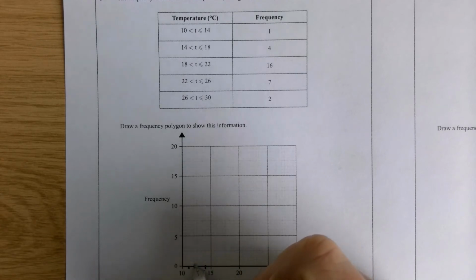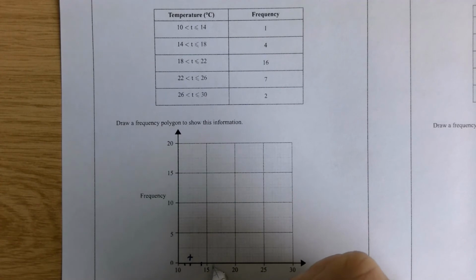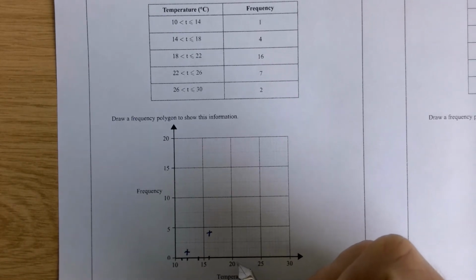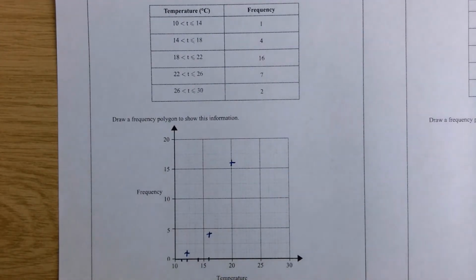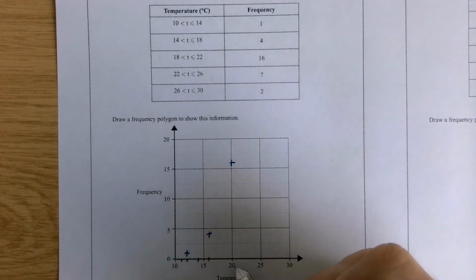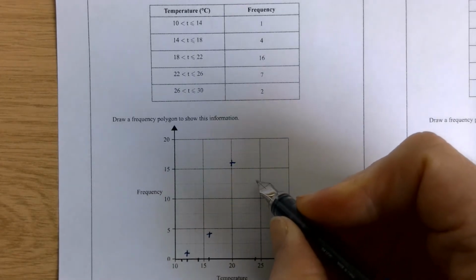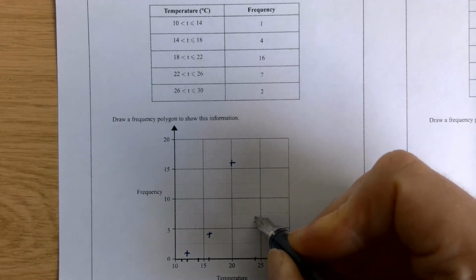And that's only going up 1, and 1 is going to be 2 divisions. On to the next, 16 will be 2 divisions beyond there, and we want a frequency of 4, so that's 2 divisions below the 5. 18 to 22, so we want 20, that's easy. 16 is 2 squares above there. 22 to 26, so we want 24, which will be 2 squares before the 25, so 24 against 7, so there's 5, 6, 7.